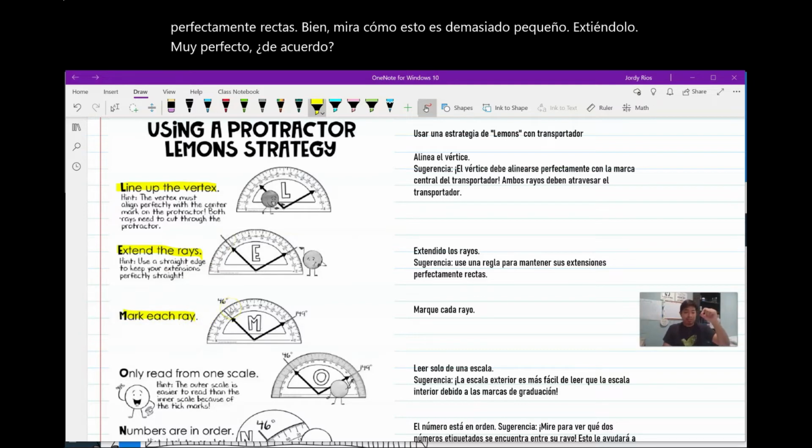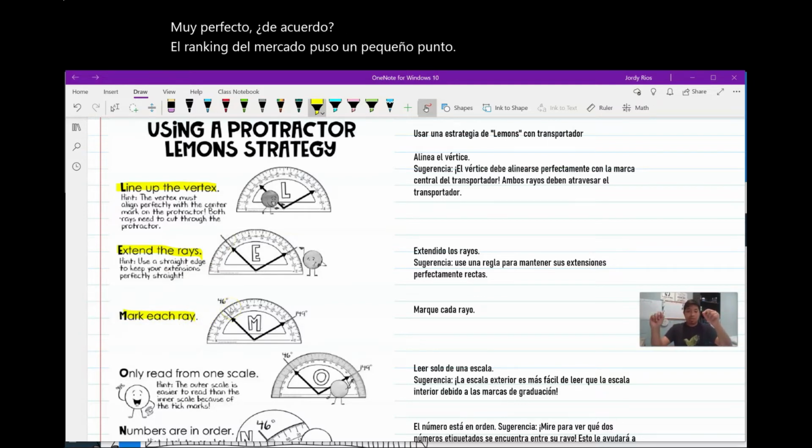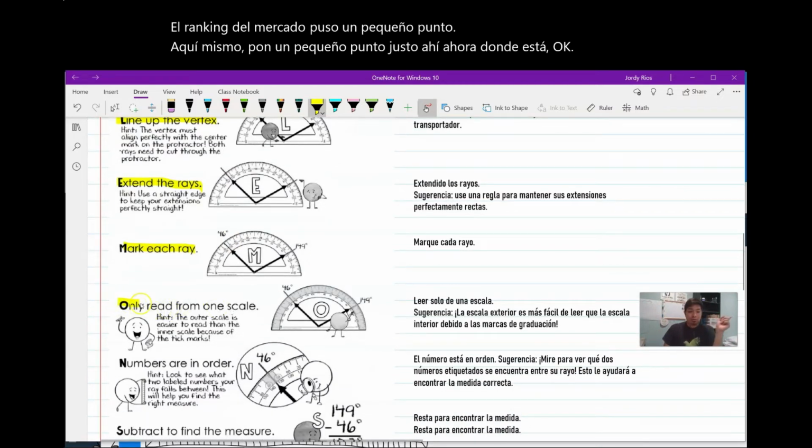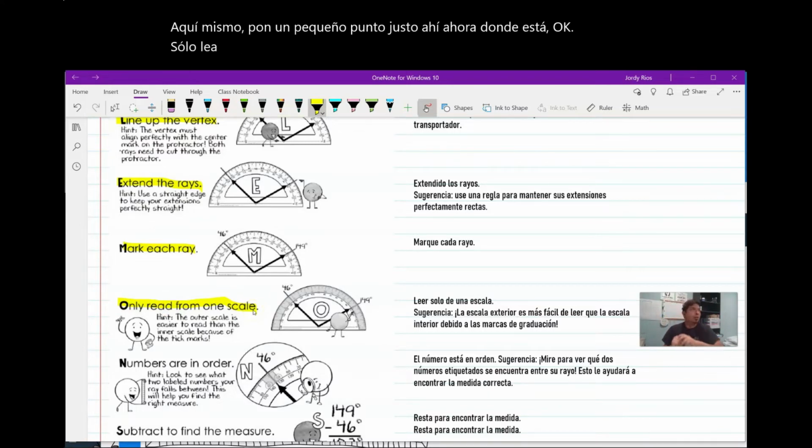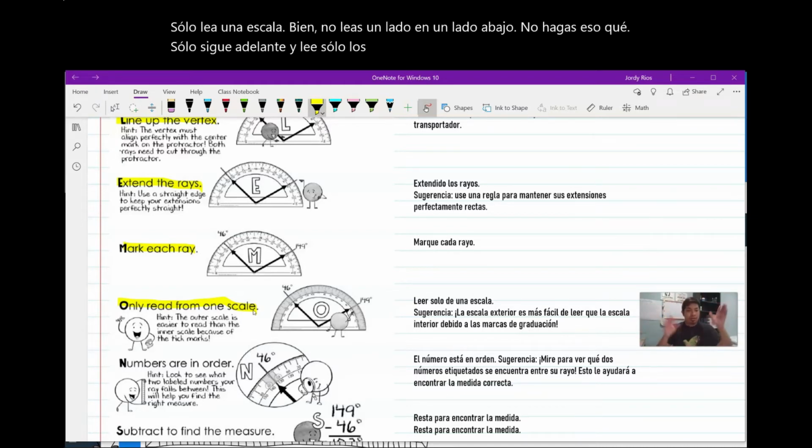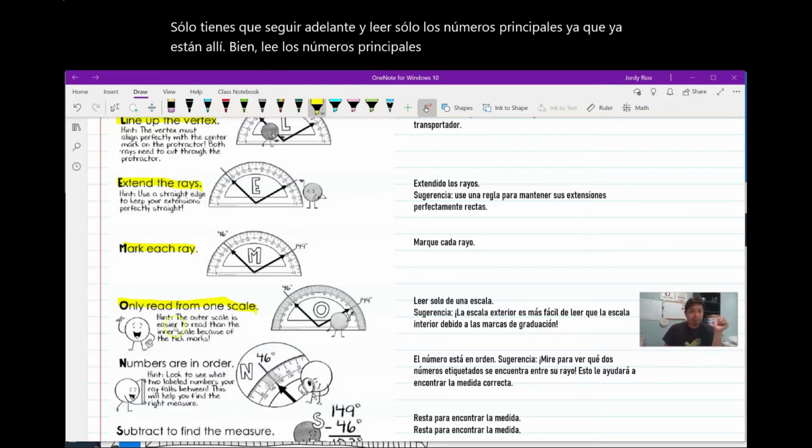Put a little dot right here. Put a little dot right there. Now you know where it's at. O. Only read one scale. Don't read one side up, one side bottom. Just go ahead and read only the top numbers since they're already there. That way it's easier.